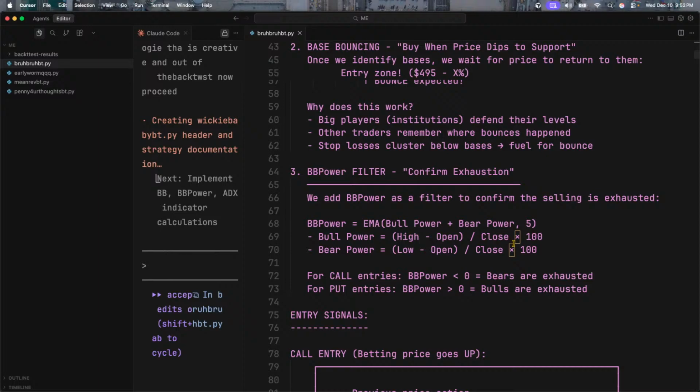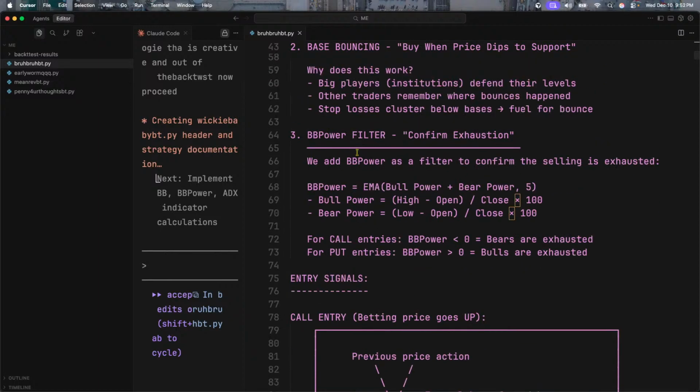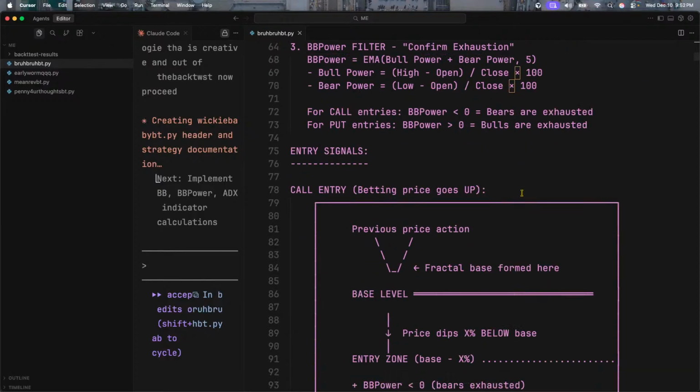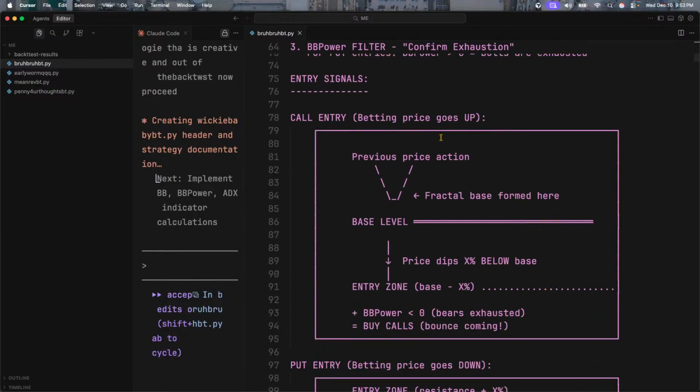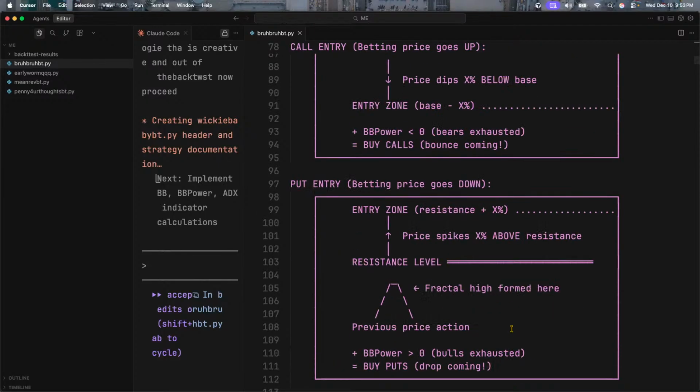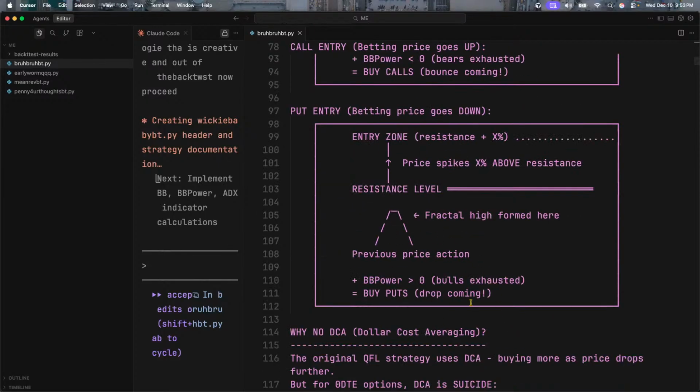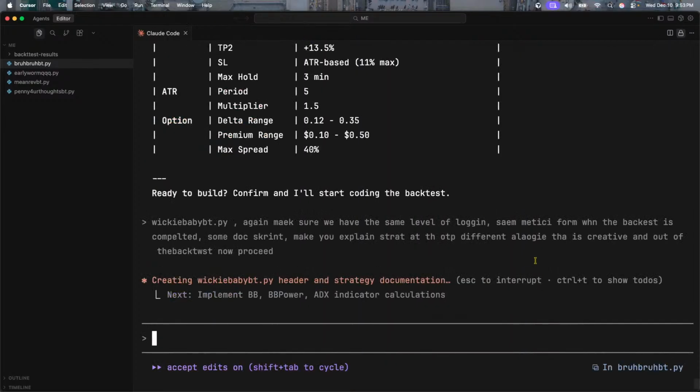In essence, this strategy does use the BB filter to confirm the entry, because I found this to be extremely valuable. So this is how we enter the position. The previous price action formed the fractal basis here. This is the basis level. The price dips. This is our entry zone, and then we're able to enter a call as soon as we see a bounce coming. This is a put. We're able to enter a put as soon as we see that drop coming. So what I'm going to do is just allow this strategy to go.